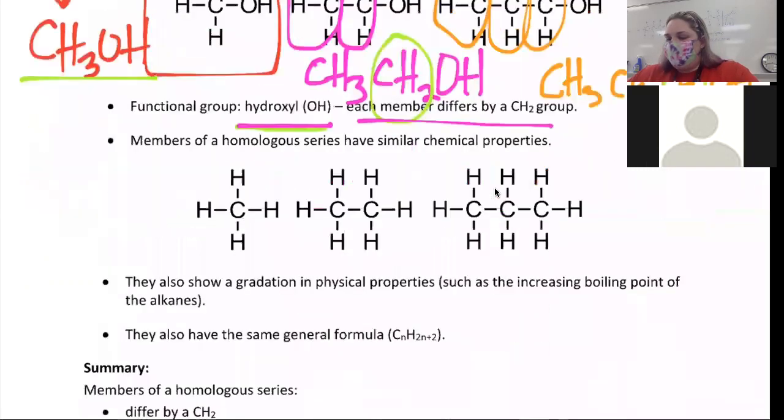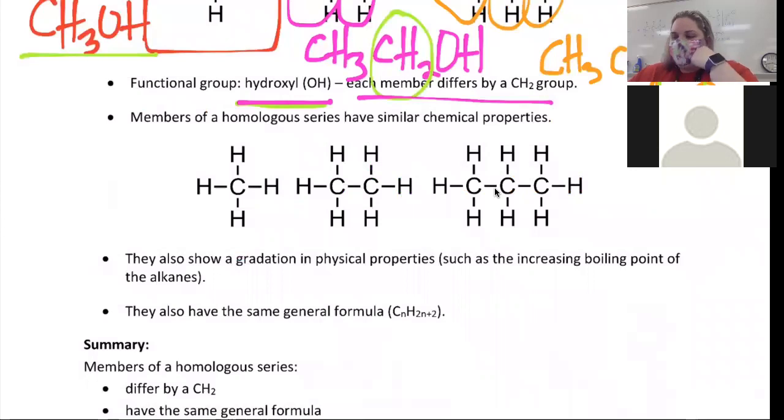The compounds or molecules that are part of a homologous series have similar chemical properties because they're like a family, right? So they're going to react the same and have similar properties. They show a gradation in physical properties. Physical properties would be boiling point, melting point, density, solubility, that kind of stuff.